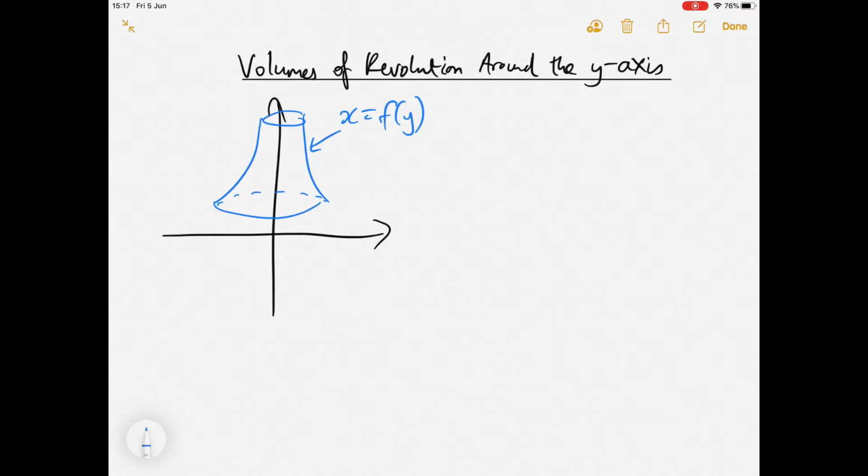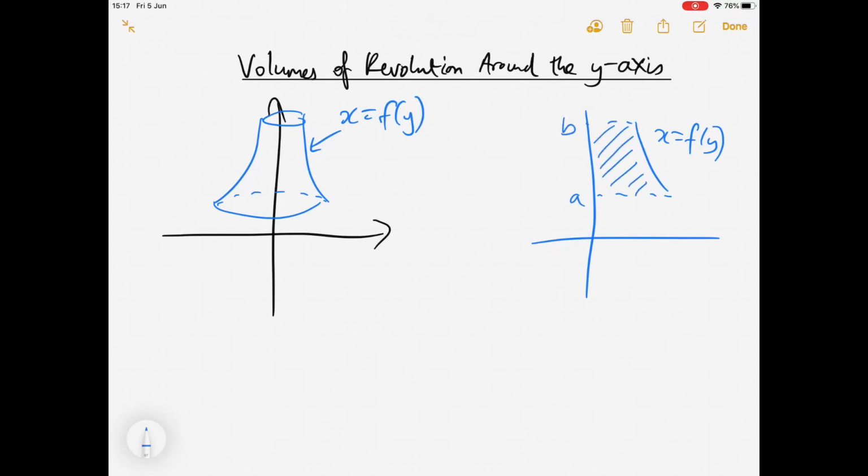So we're going to do exactly the same thing as we did for rotating around the x-axis, but this time, we have our curve x equals f of y between two values y equals a and y equals b, and we have this region which we're rotating 360 degrees or 2 pi radians around the axis. And we get this shape, and we can do the same thing as before.